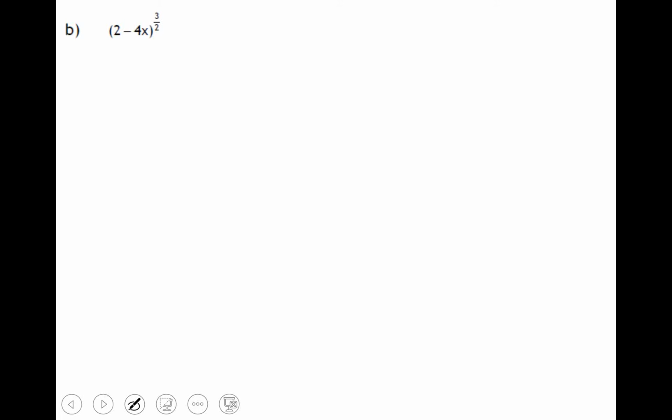So same sort of idea for example part B. Example 1 part B, we've got 2 minus 4x to the 3 over 2, so we'll have to take the 2 out. So remember that 2 is also raised to that power of 3 over 2. And when we take the 2 out, we'll get 1 minus 2x, and again that will be raised to the power of 3 over 2.